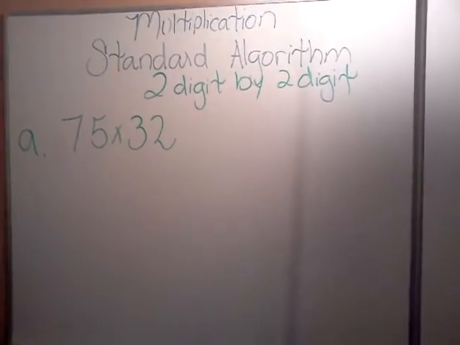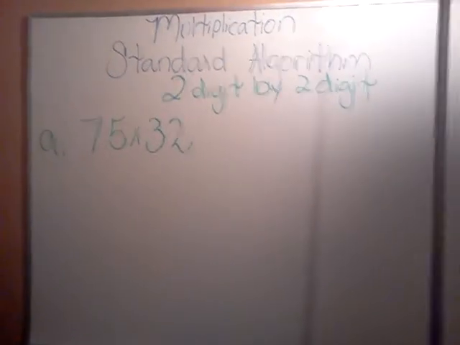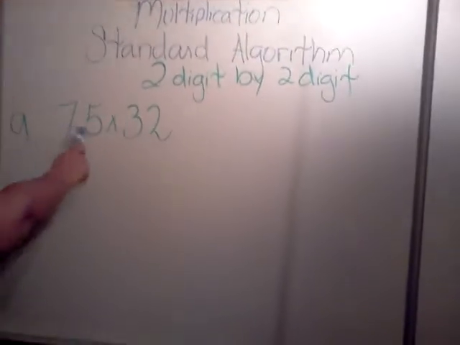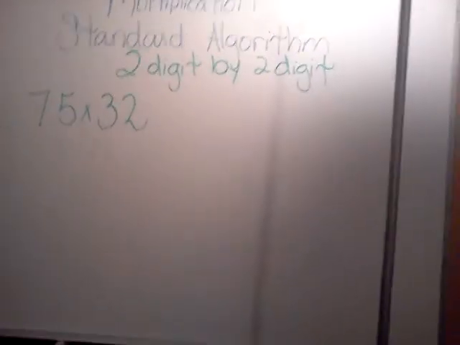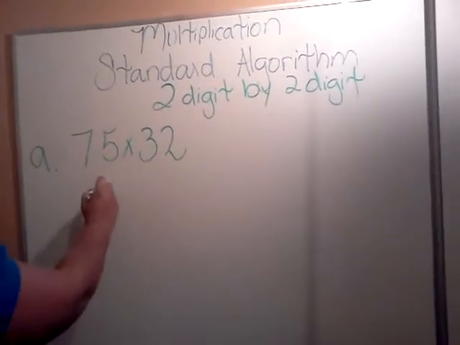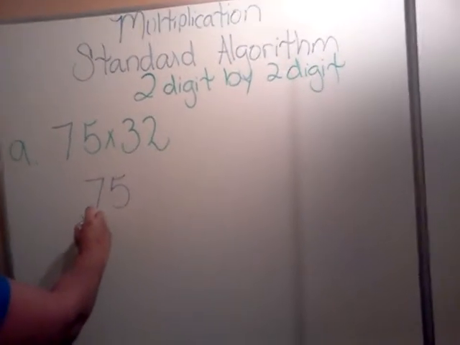In the standard algorithm, before you even start, you need to line these numbers up using place value. Both of these numbers have a ones place and a tens place. We're going to line them up going vertically, up and down. So I'm going to write 75 times 32.